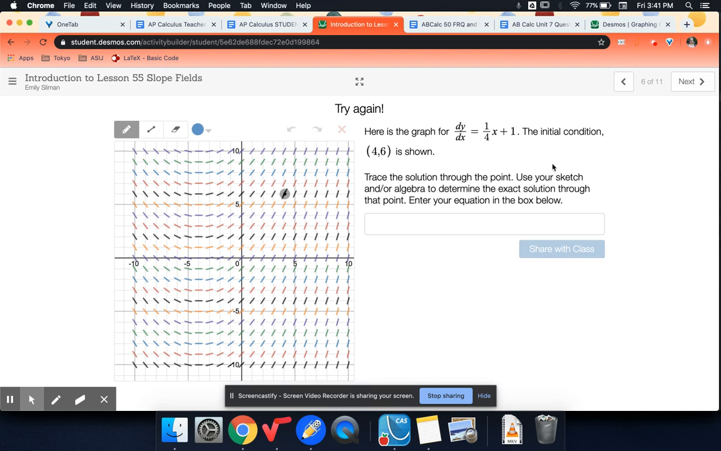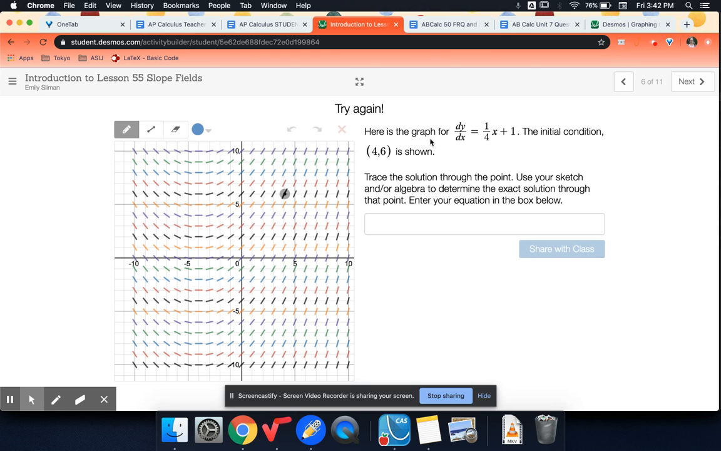All right, so now this slope field doesn't depend on y. This is completely x dependent. So notice at every x value, I have the same slope because it doesn't depend on the y. So that's why for each x value, I have a vertical line of same slopes.